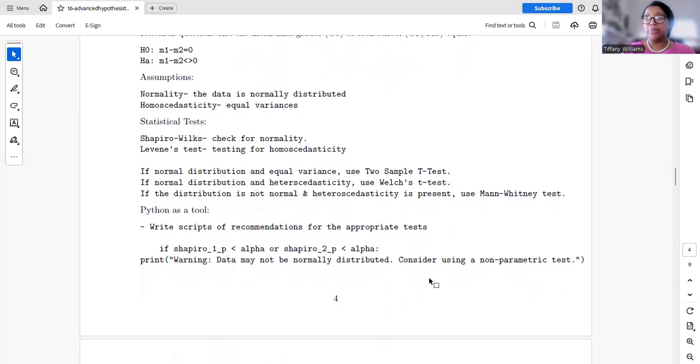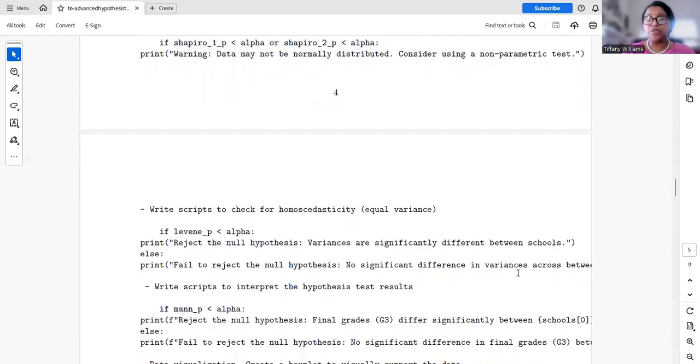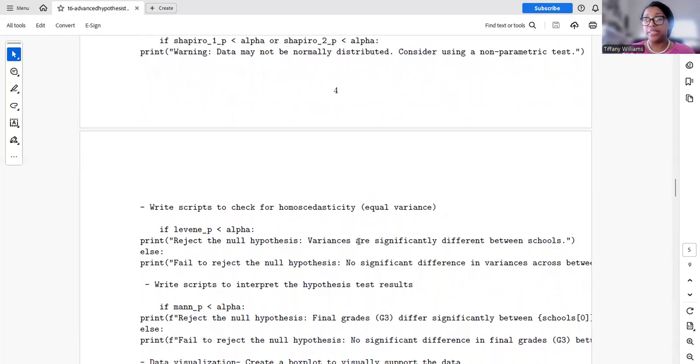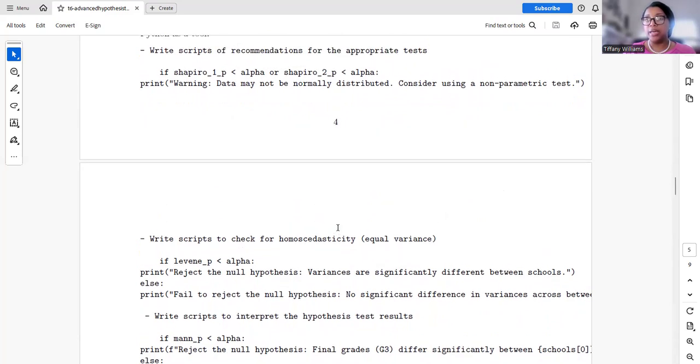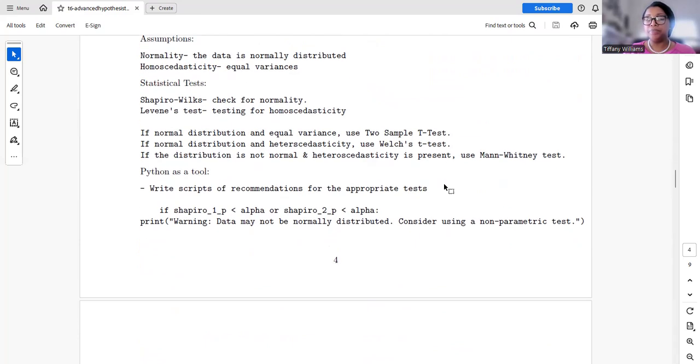So using Python as a tool, again, we can use it to write recommendations for the appropriate test. So checking for normality, if it's not normal, we can create the script to give us the message to use a non-parametric test. Also, when checking for homoscedasticity, we can do the same thing and have it let us know whether variances are equal or not. And we can use that to determine which test we use. Again, here, the two-sample t-test, Welch's t-test, or the Mann-Whitney test.